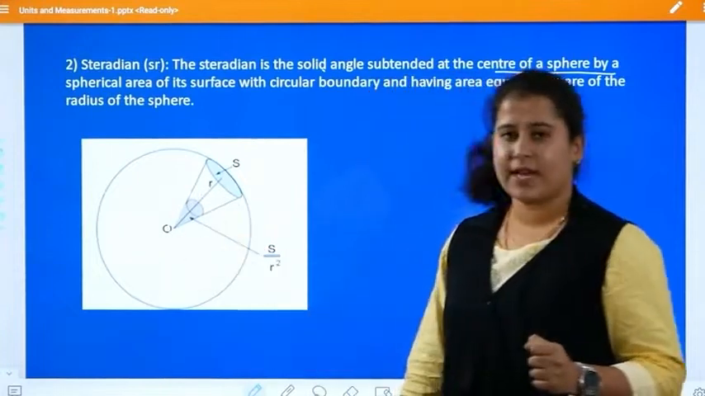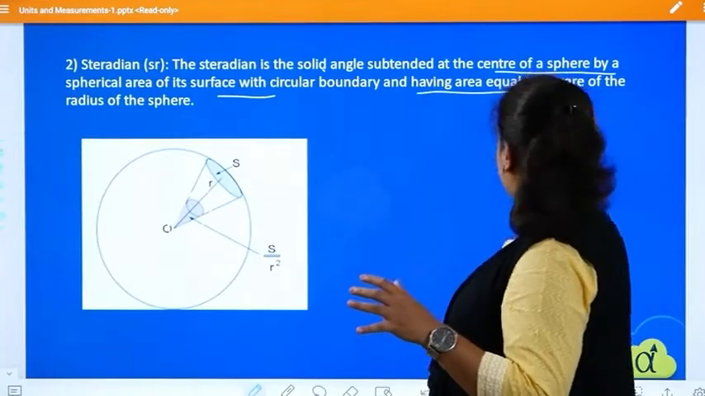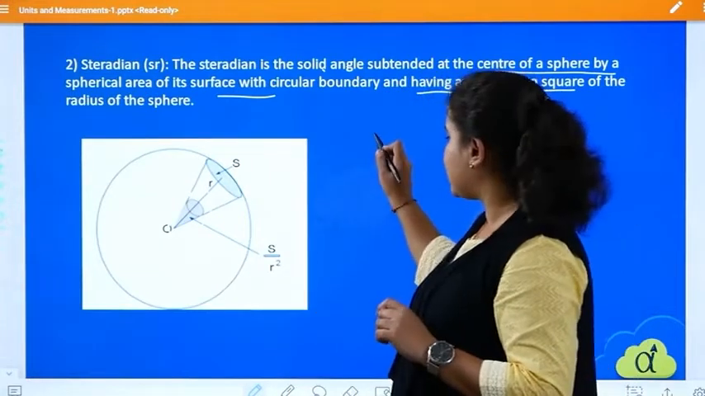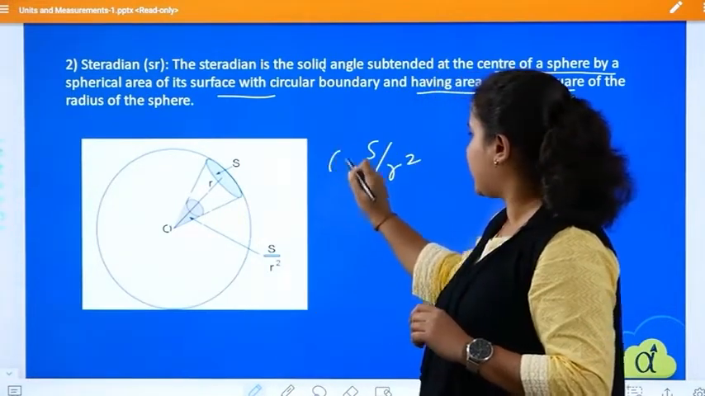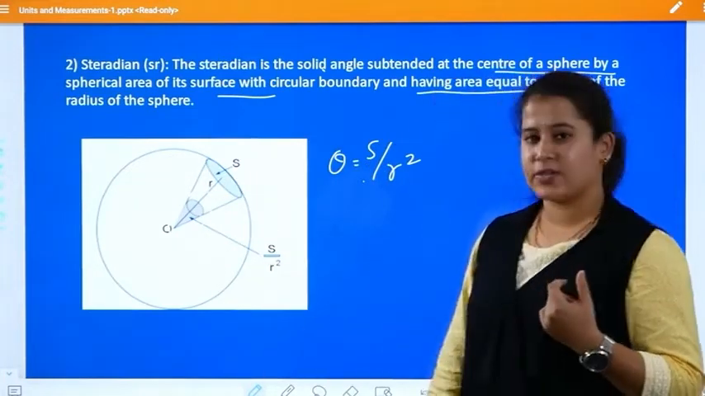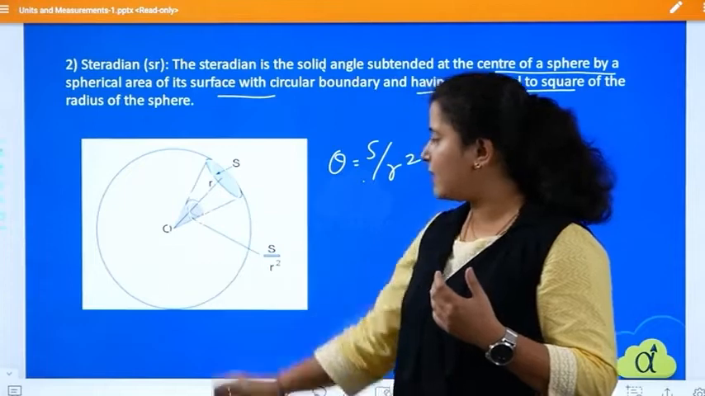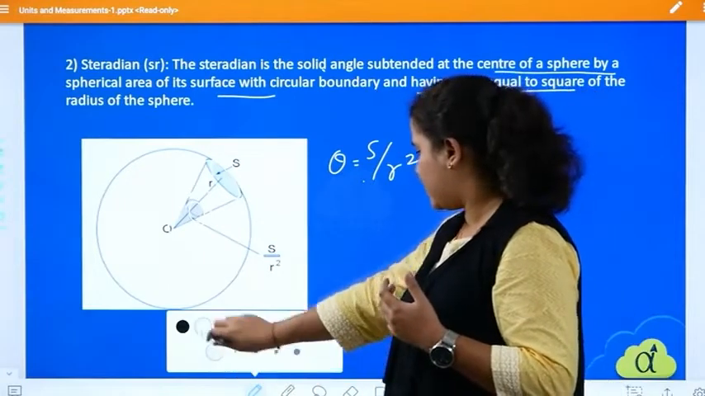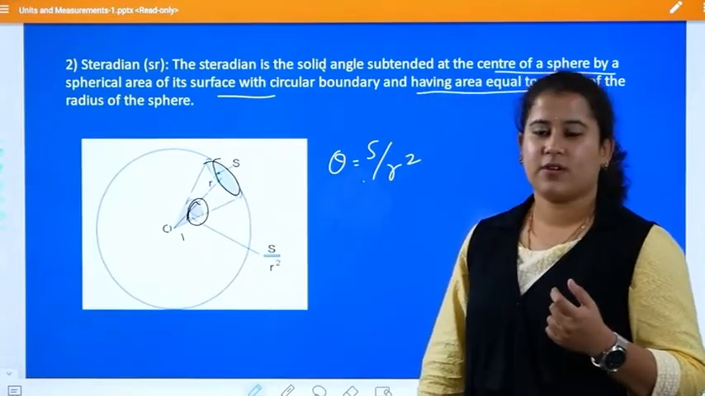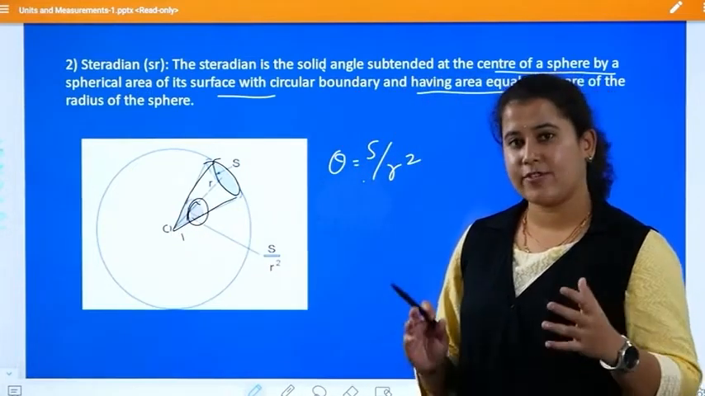So you can see here, a spherical area with a circular boundary and having area equal to the square of the radius of the sphere. So you can take this as theta equal to s divided by r square, where s is the surface area here, and this is the solid angle. I'll mark it in black. This is the solid angle, this is the surface, and this cone is the area which we have considered.